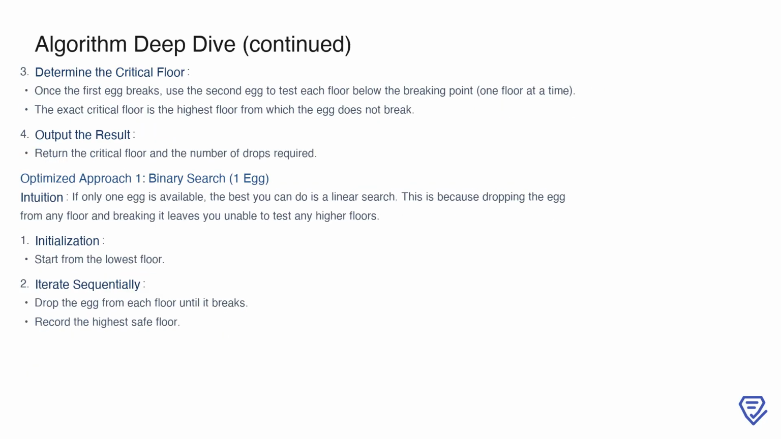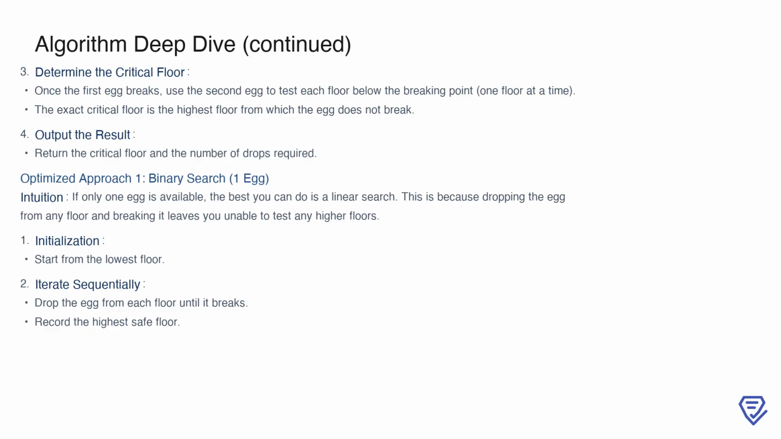After determining that the first egg has broken, we now need to pinpoint the exact critical floor. To do so, the second egg is used to test each floor, one by one, directly below the breaking point of the first egg. The critical floor is identified as the highest floor where the egg doesn't break. Finally, the result is returned, which includes both the critical floor and the total number of egg drops needed. While this brute force approach is straightforward, it's not practical for larger buildings due to its inefficiency.